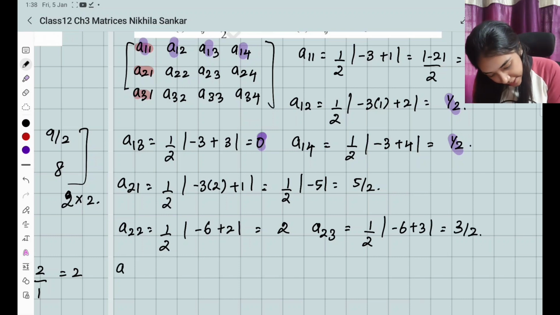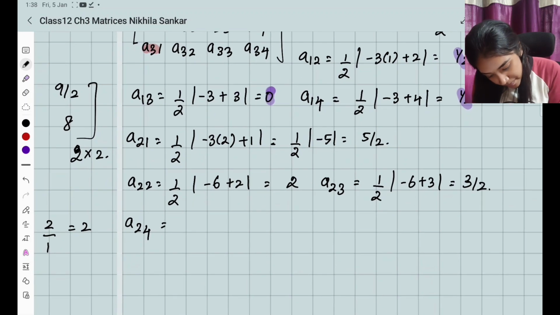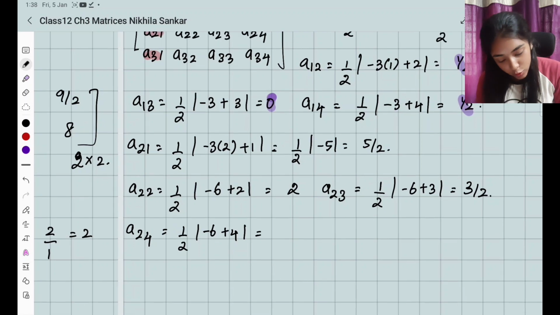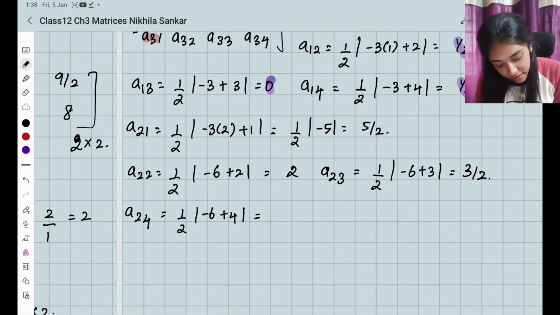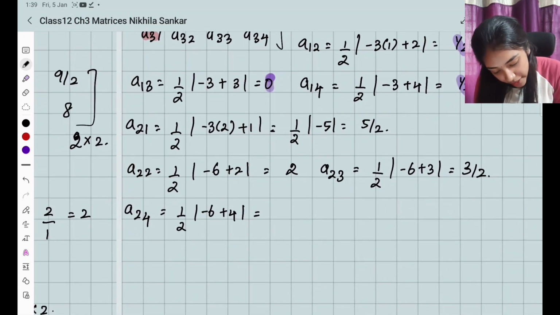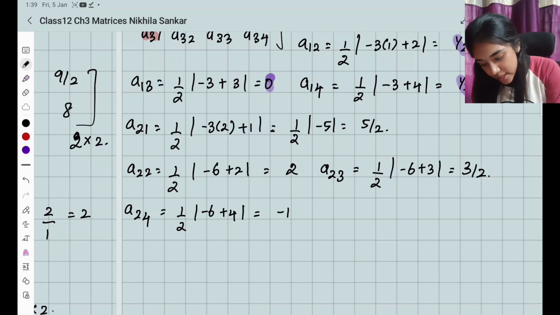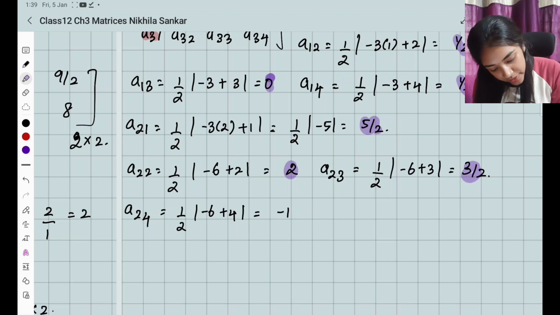Okay, and A24 is going to be half times minus 6 plus 4. Use the same value for 3 into 2 here. So minus 6 plus 4 is going to be minus 2 by 2, which is minus 1. So the second row elements are going to be 5 by 2, 2, 3 by 2, minus 1. Okay, so now let's do the third row.